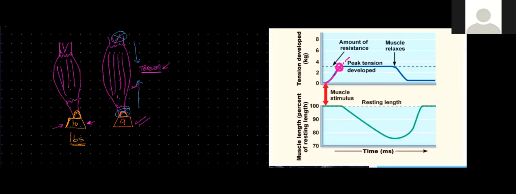So I will reach, let's say, this amount of tension here. In our example, it's 9. In this example it is 3 kilograms. So once I reach this level of tension, the tension will become stable. So there will be no further increase in tension, and the tension will remain constant.